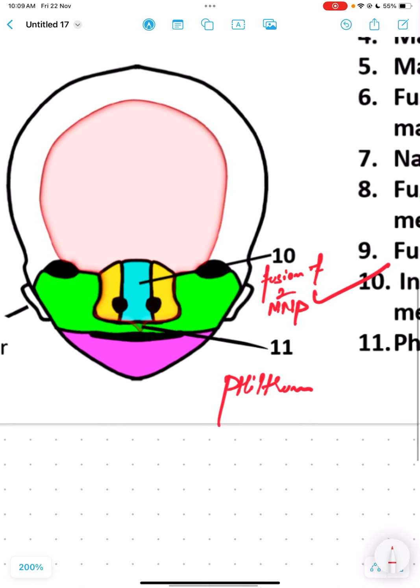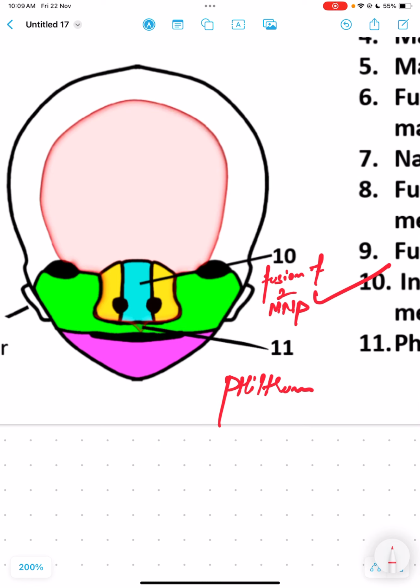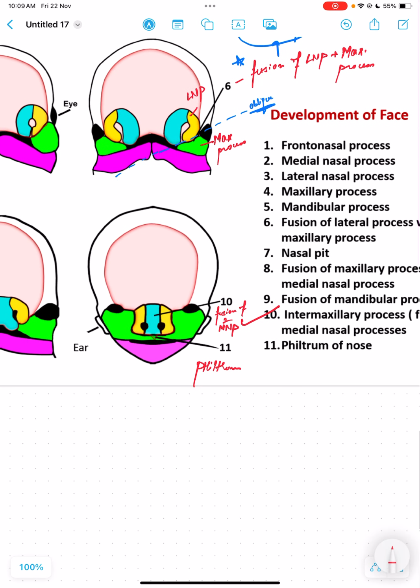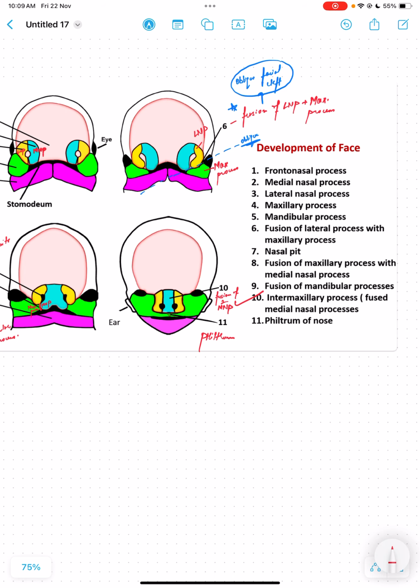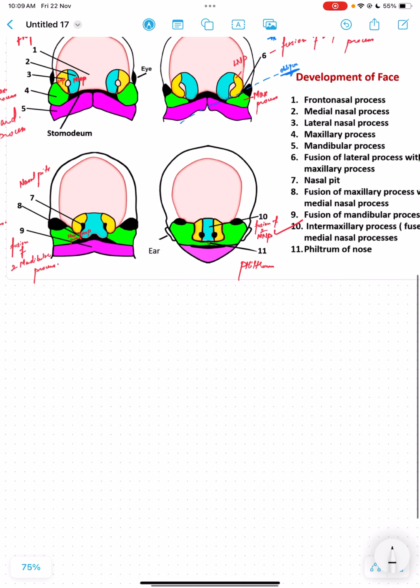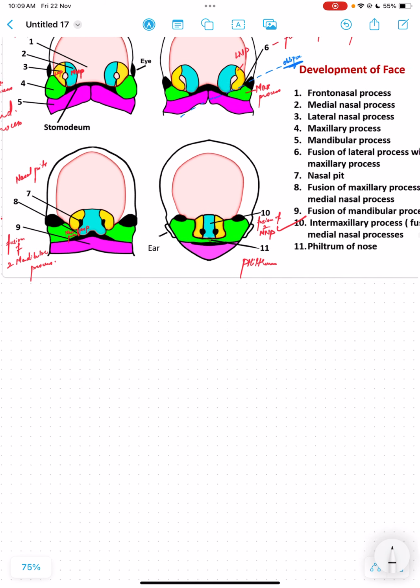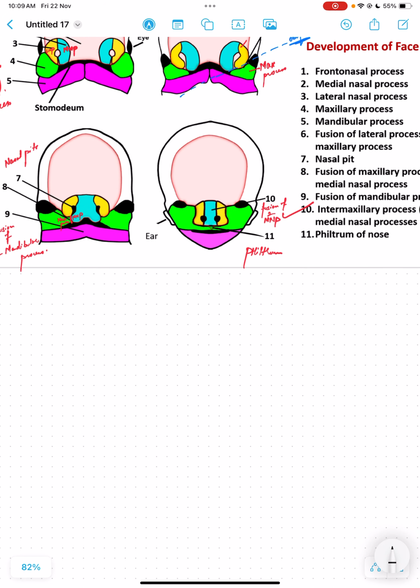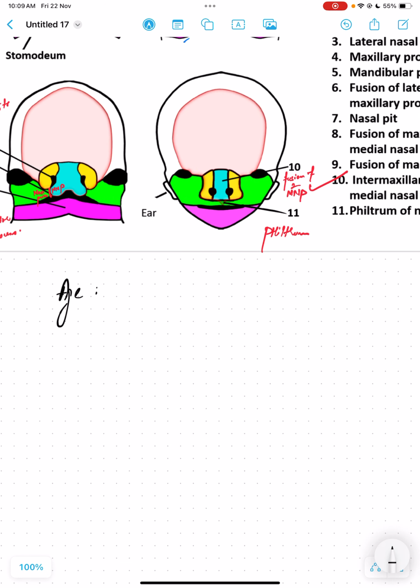And in the last diagram there is the formation of philtrum along with the fusion of two medial nasal process that will lead to the formation of intermaxillary processes. Okay, so next I will mention to you what are the ages in weeks when these things happen. Age in weeks.